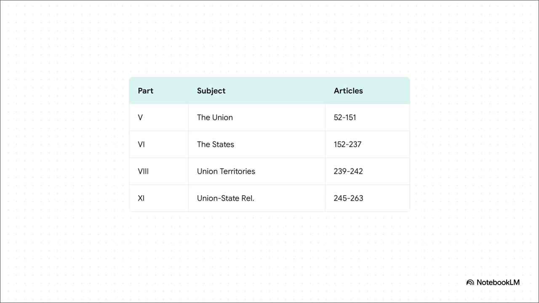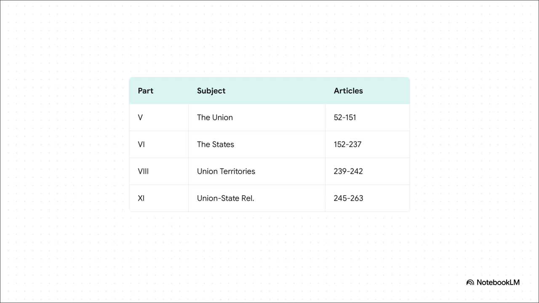Then, Part 6 basically mirrors that exact same machinery, but for the states, going from 152 to 237. Now, you might be looking for Part 7. Interestingly, that was completely repealed by the 7th Amendment. It's a great reminder that obsolete parts of the blueprint actually do get scrapped over time. Next, Part 8 handles the Union territories from 239 to 242.